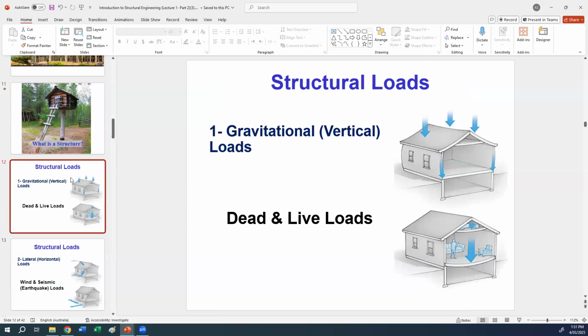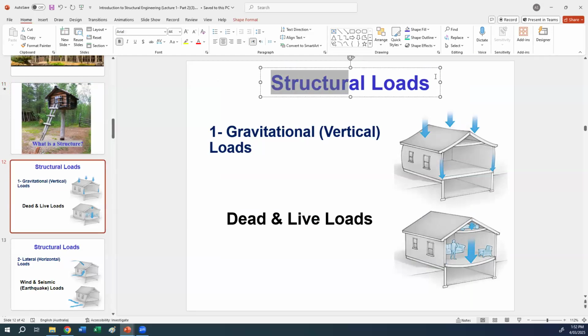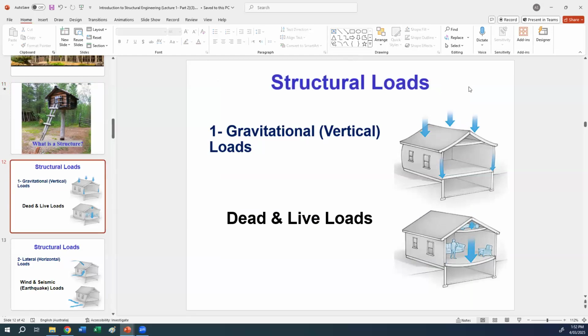Okay, so let's start some revision about what you have already learned in Structures 1, for example. We will start firstly with what structural loads are. What are the structural loads we have in structures? We have mainly two types. The first type is gravitational or vertical loads. These are the loads that act vertically, or in the gravity direction.